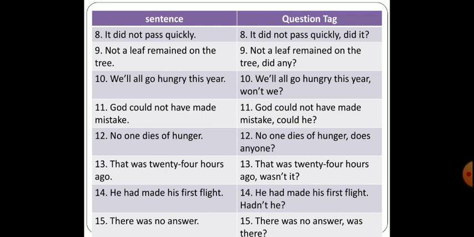Next one, "He had made his first flight." So you'll be writing over here, "He had made his first flight, hadn't he?" The next one, "There was no answer." So the question tag over here would be, "There was no answer, was there?" So this is all about the question tag. We have solved over here the 15 sentences.